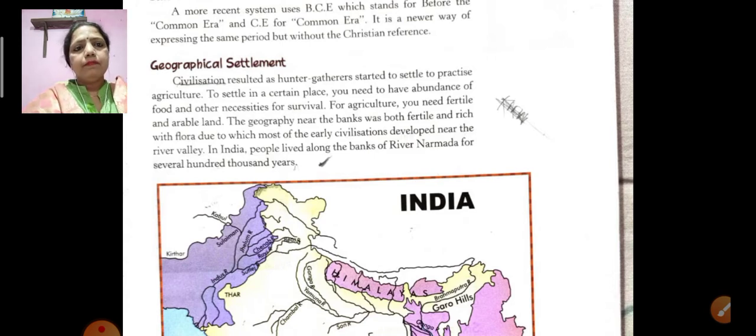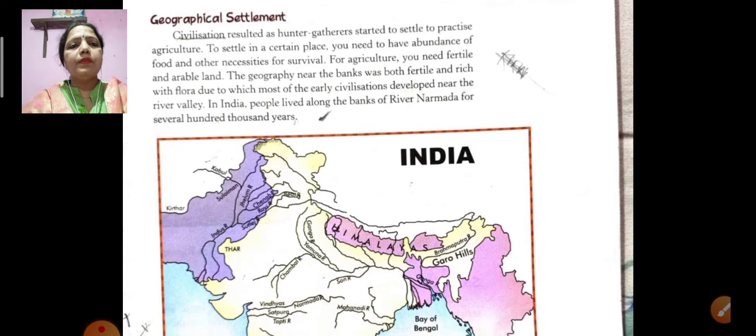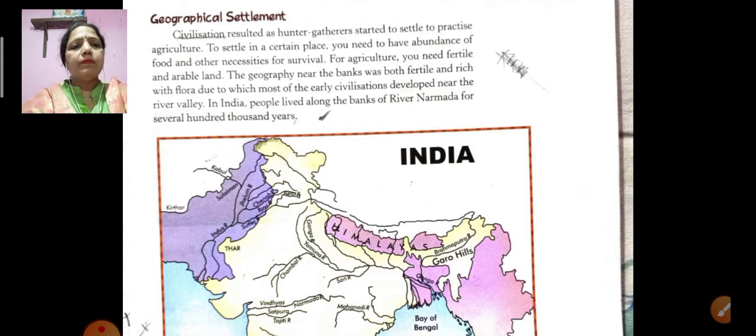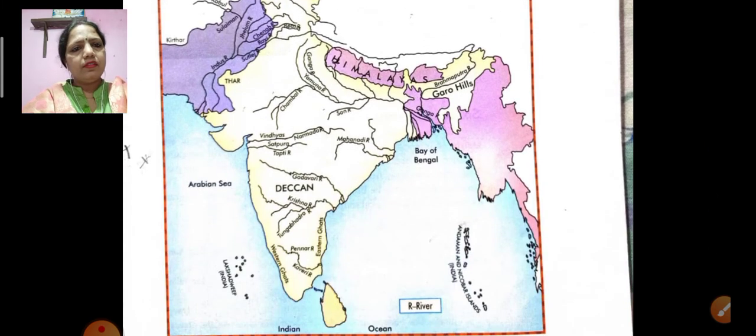arable land. So the geography near the banks was both fertile and rich with flora, due to which most of the early civilizations developed near river valleys. In India, people lived along the banks of the river Narmada for several hundred thousand years.